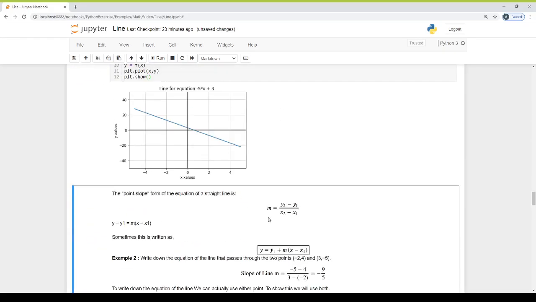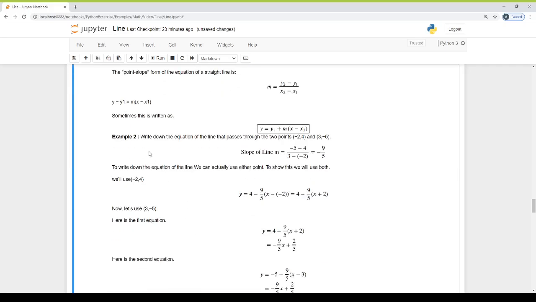So from this we can get y minus y1 is equal to m into x minus x1, and if we write this in this form, y is equal to y1 plus m into x minus x1, this is known as the point slope form of the equation. Now let's take the question.